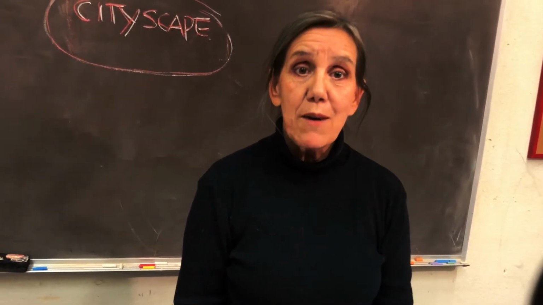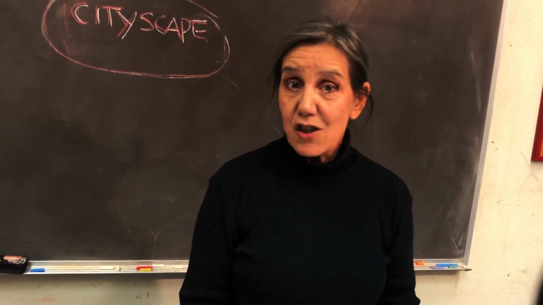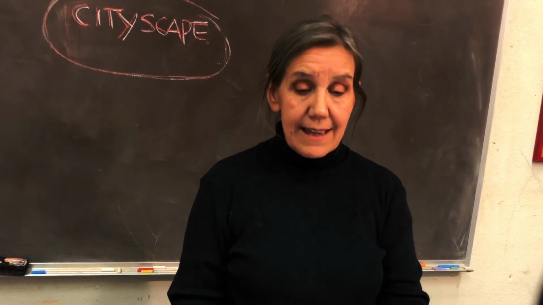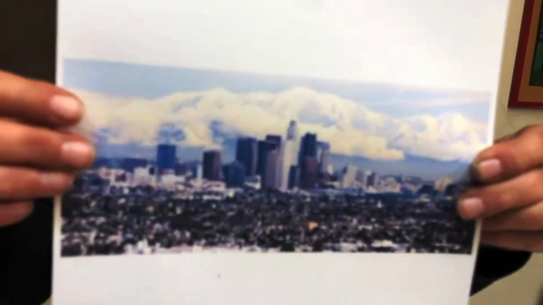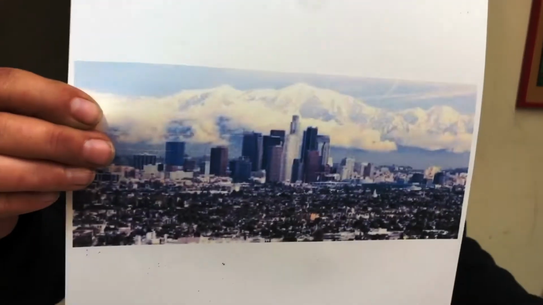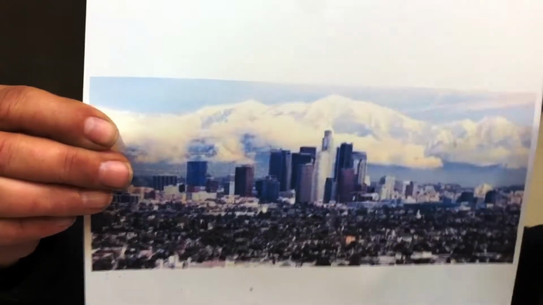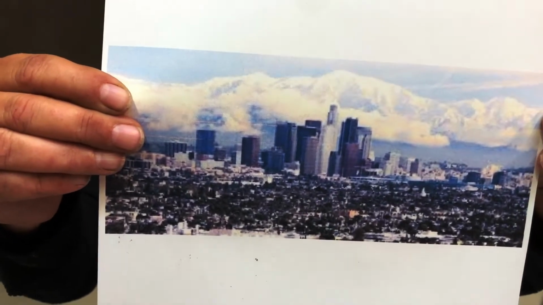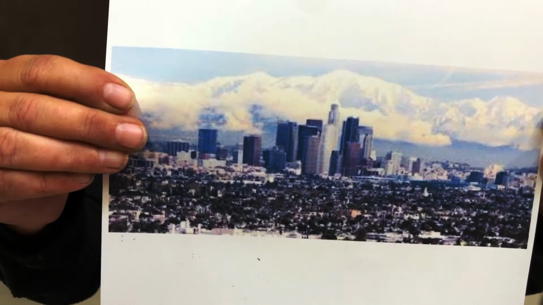In fact, I pride myself in being able to tell what city it is just by the skyline. This is Los Angeles. Now we got the mountains behind it, and so that would be the horizon line. And the way you can tell it's Los Angeles, it has this round, really tall building in the middle. That's the one way you can kind of tell that it's Los Angeles.